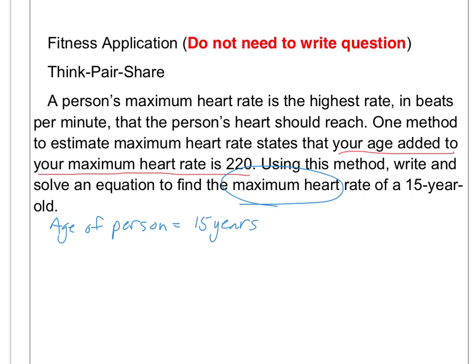And then the other thing that we know from the information of the problem is that what we don't know is your maximum heart rate. That we don't know because that's what we're trying to find. But to find it, you take your age and add to your maximum heart rate is 220. So whatever it is, it should add up to 220. So we're going to let X, our unknown, be our maximum heart rate.